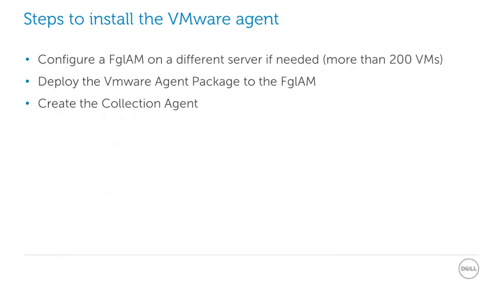There are three main steps. One is configuring a FigLam, and this should be done on a different server if you have a large environment. Deploying the VMware agent package to the FigLam, and then creating the collection agent. Now let's talk a little bit about that.